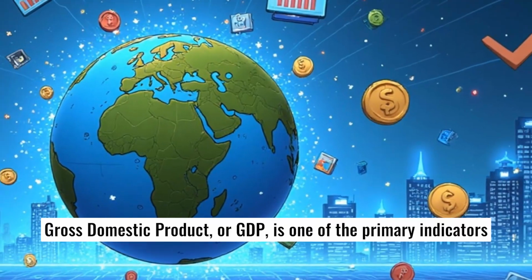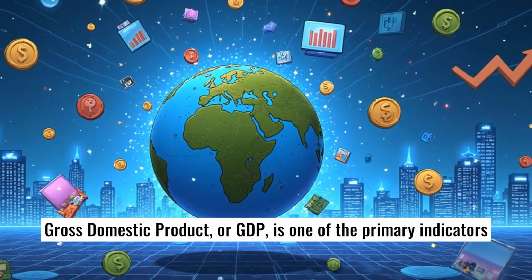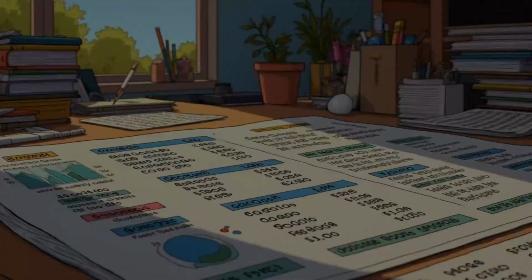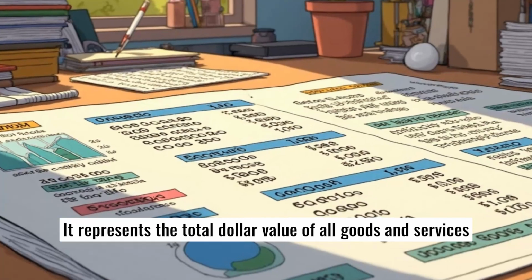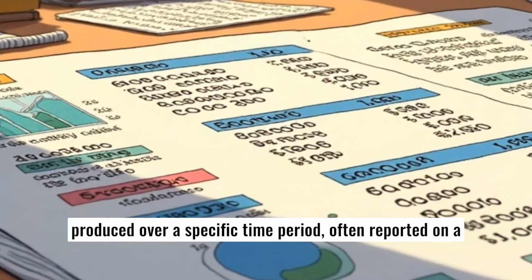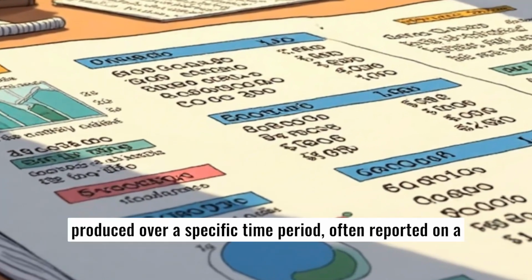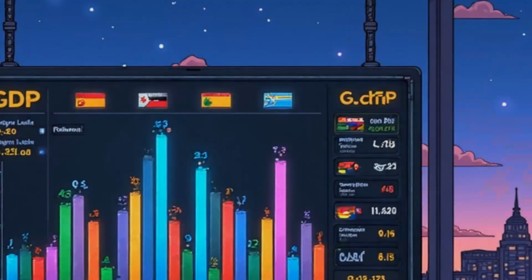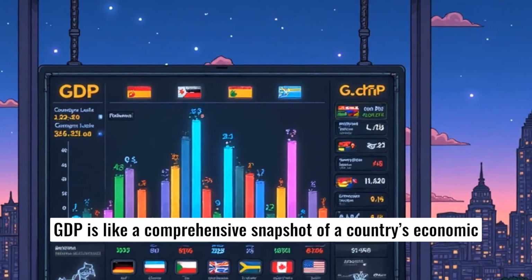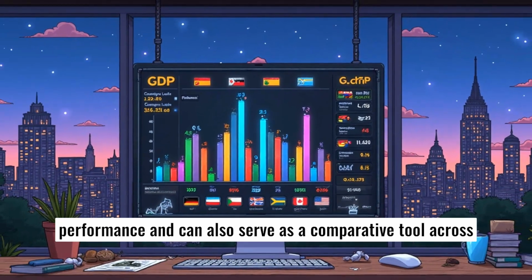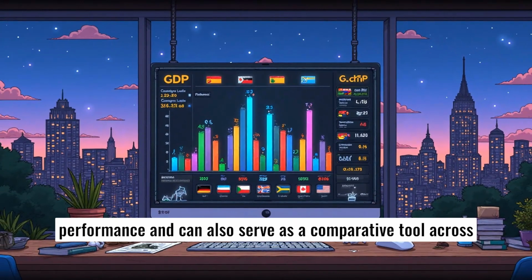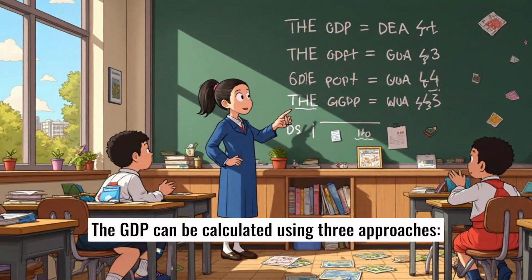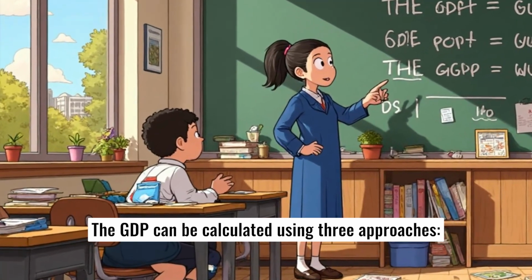Gross domestic product, or GDP, is one of the primary indicators used to gauge the health of a country's economy. It represents the total dollar value of all goods and services produced over a specific time period, often reported on a quarterly or annual basis. GDP is like a comprehensive snapshot of a country's economic performance and can also serve as a comparative tool across different countries. The GDP can be calculated using three approaches.